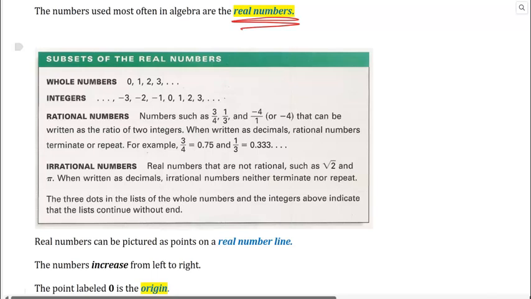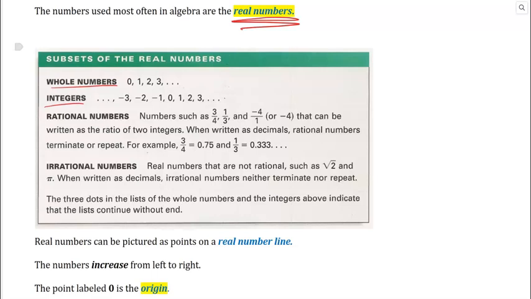Well, the whole numbers are part of the real numbers. Those are everything from 0 and the counting numbers on up. And their opposites, which of course takes us to the integers, all the whole numbers and their opposites. Rational numbers are numbers like fractions that can be written as a ratio of two integers. They can be written as decimals. When they are decimals, they will terminate or repeat. For example, 3/4 can be written as 0.75, which terminates, and 1/3 can be written as 0.33333, and so on. And so those are the rational numbers.